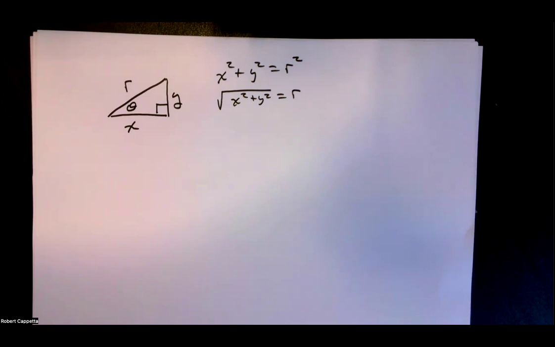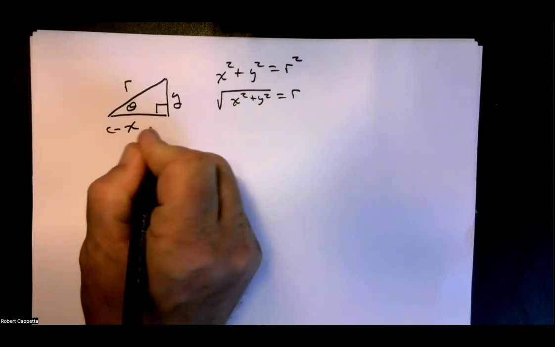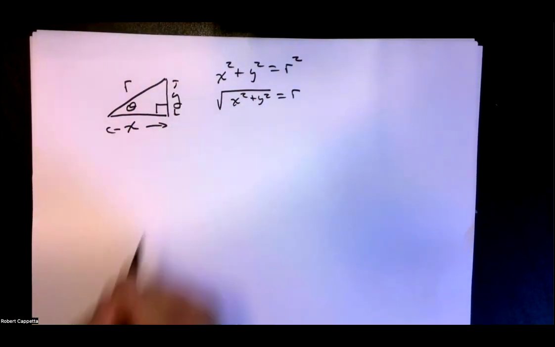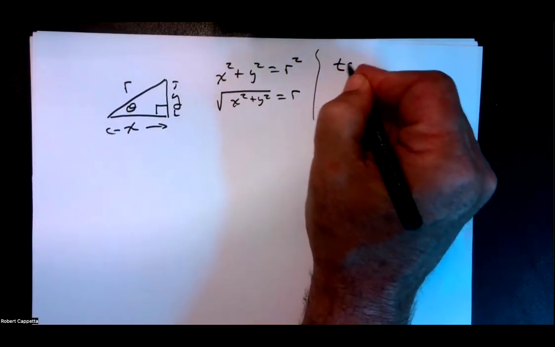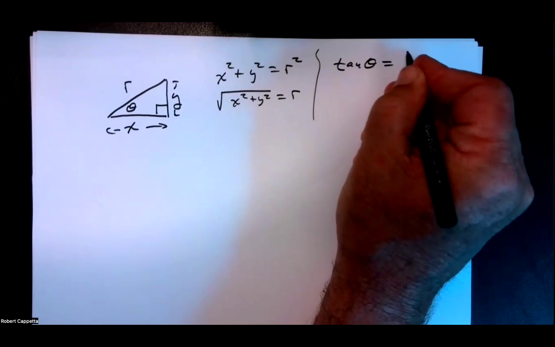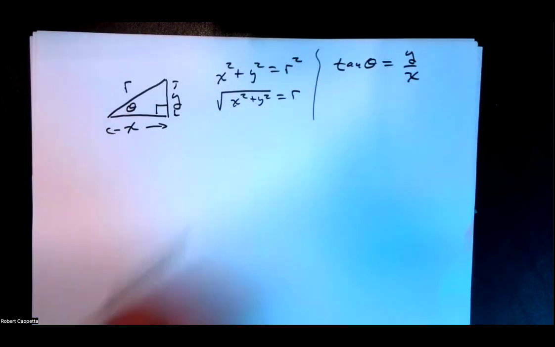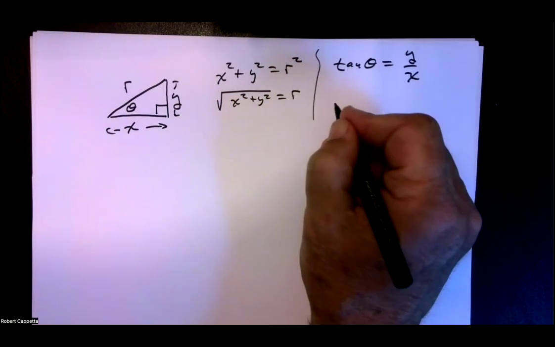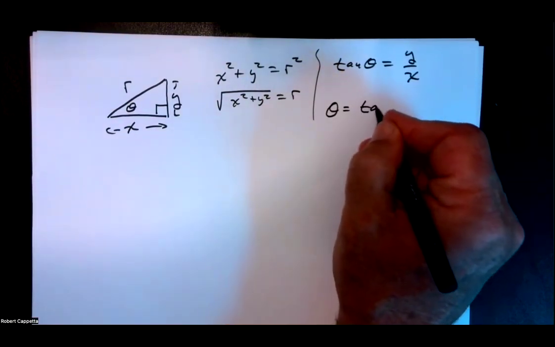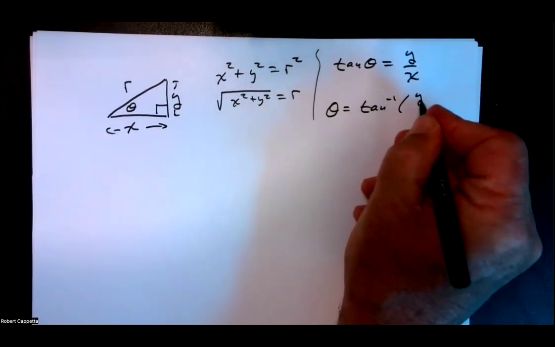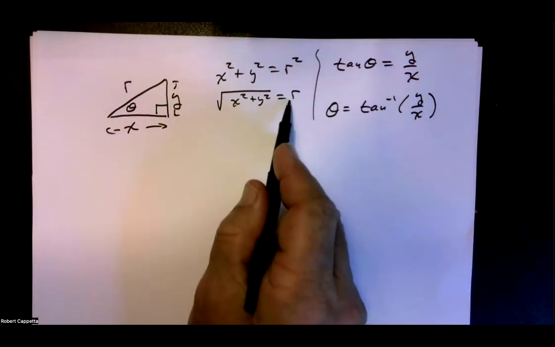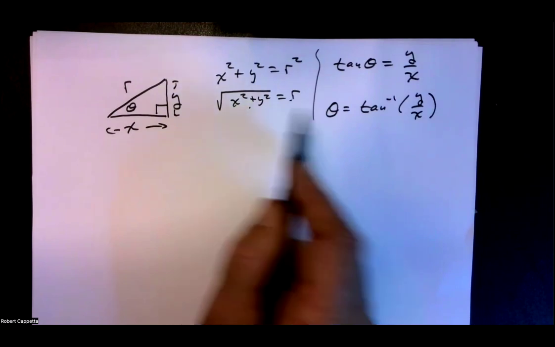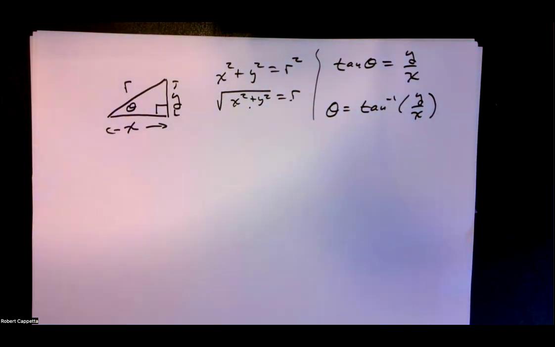What else do we have? How can we get theta? Well, we're starting with x and y, right? We have x, we have y. The tangent of theta is opposite over adjacent. The tangent of theta is y over x. Therefore, theta would simply be the arctangent of y over x. So if I know x and y, I can get r, the square root of x squared plus y squared. I can get theta, the inverse tangent of y over x.